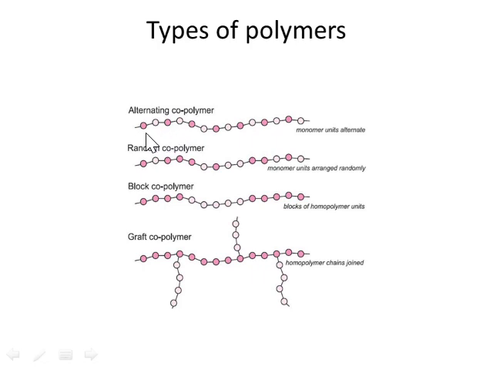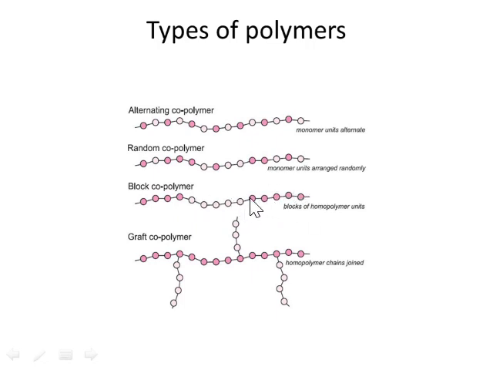The second type is the random copolymer. Random copolymer means one hydrogen, again a carbon, then three hydrogen, then the next carbon. Likewise you have a random arrangement of molecules, which is called a random copolymer. And the third one is block copolymers. Block copolymers are very simple: if you have four or five carbon and another set of four or five hydrogen, that is called a block copolymer.